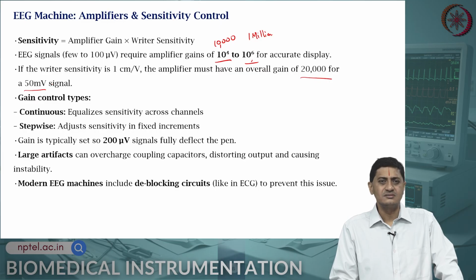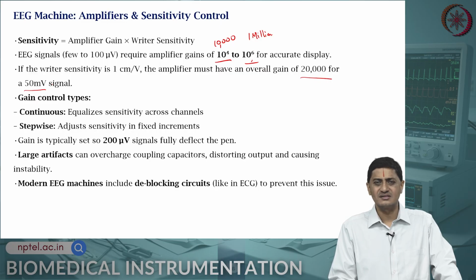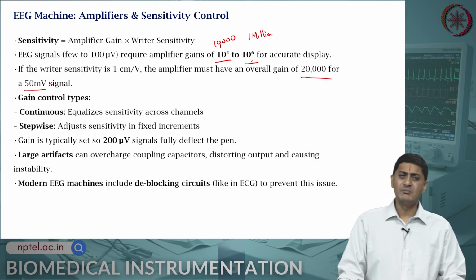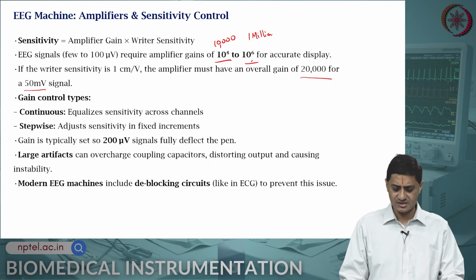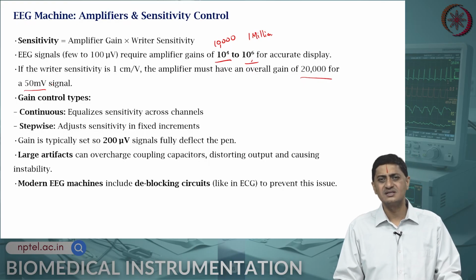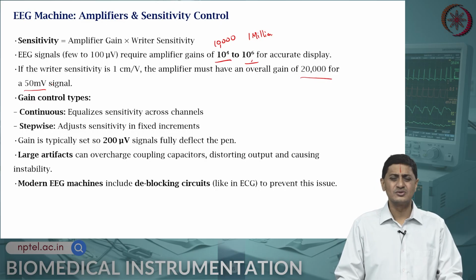The other one is essentially the stepwise gain. This essentially increases sensitivity in fixed increments. Typically the gain is set so that 200 microvolt signal is able to properly deflect the pen. Remember that artifacts, large signal artifacts can sometimes overcharge the coupling capacitors, thus distorting the output and causing instability. So, when would this happen? Movement artifact like this sometimes can cause major system instability.